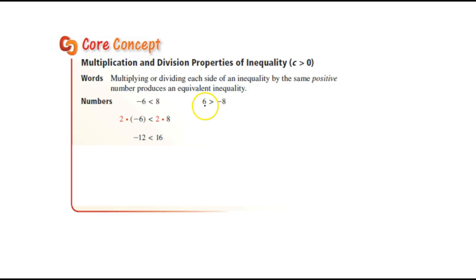With greater than, 6 is greater than -8. Hey, that's true. Let's divide both sides by 2 and see what happens. 6 divided by 2 is 3. -8 divided by 2 is -4, and 3 is greater than -4. So we get an equivalent inequality.